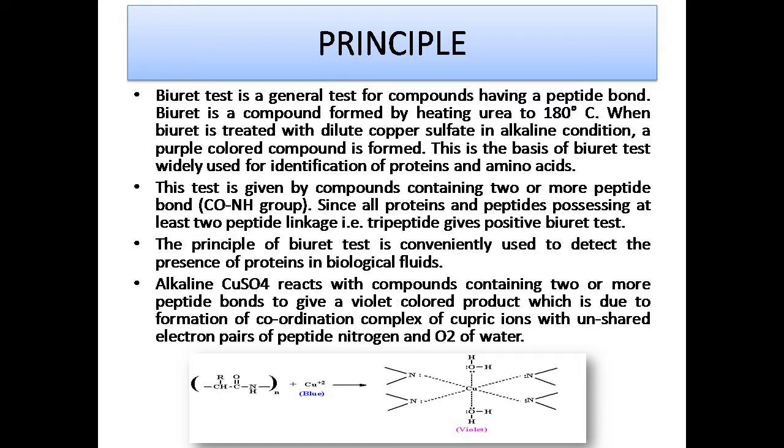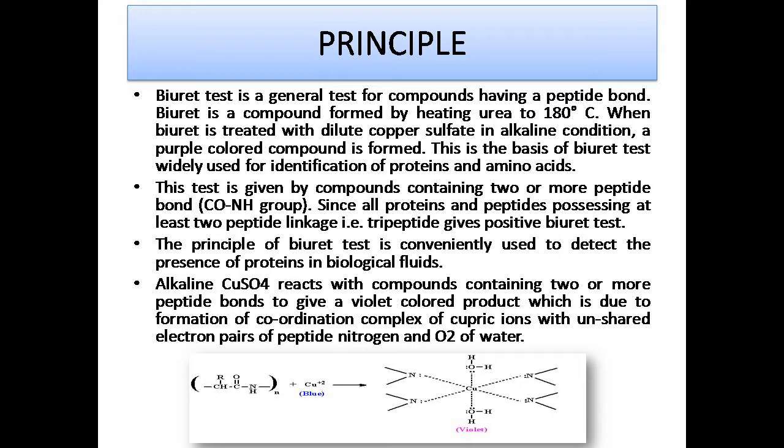This test is given by compounds containing two or more peptide bonds. Since all proteins and peptides possess at least two peptide linkages, that is, a tripeptide, they give a positive Biuret test. The principle of the Biuret test is conveniently used to detect the presence of proteins in biological fluids.